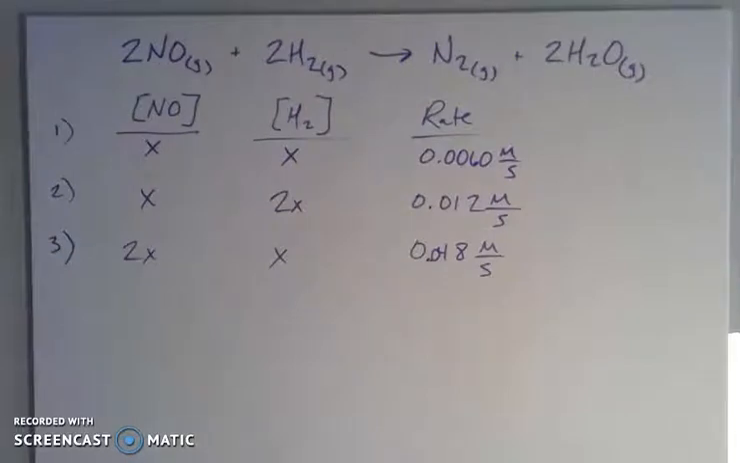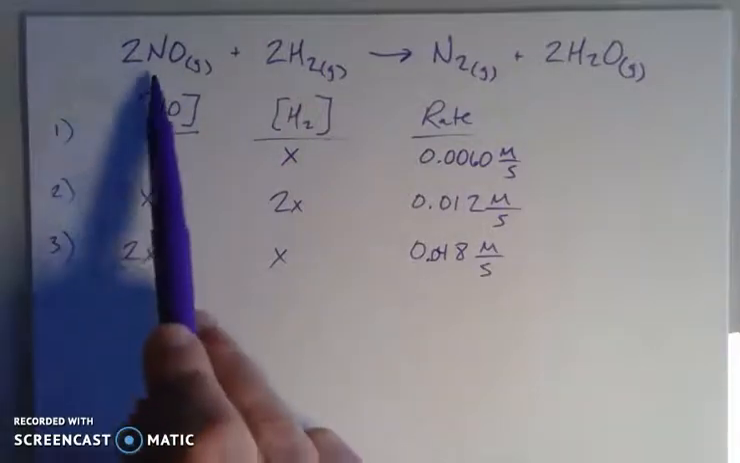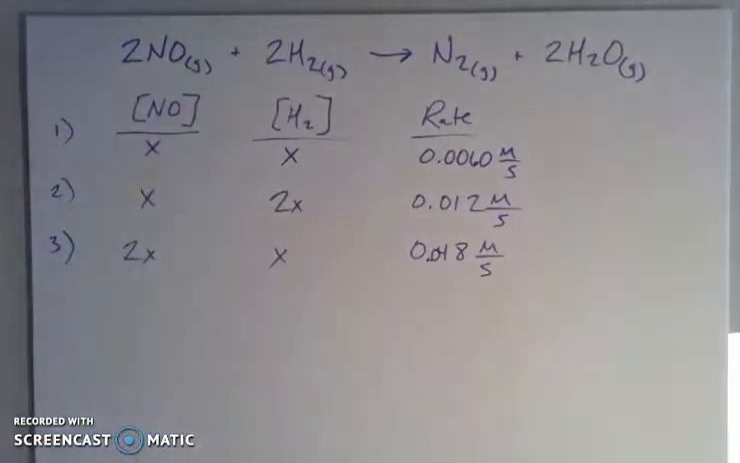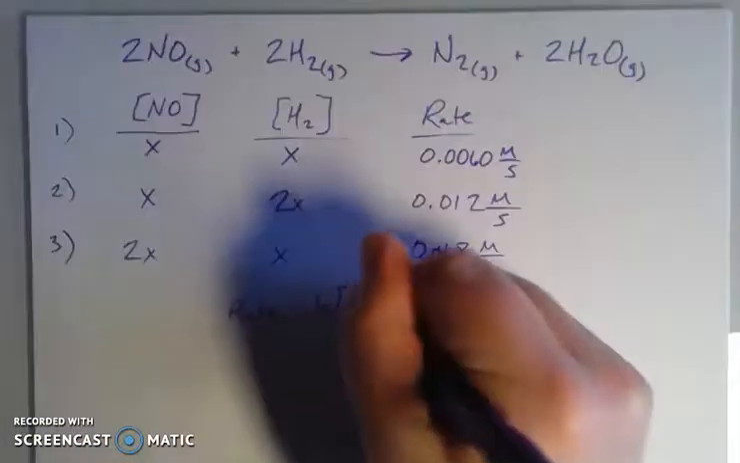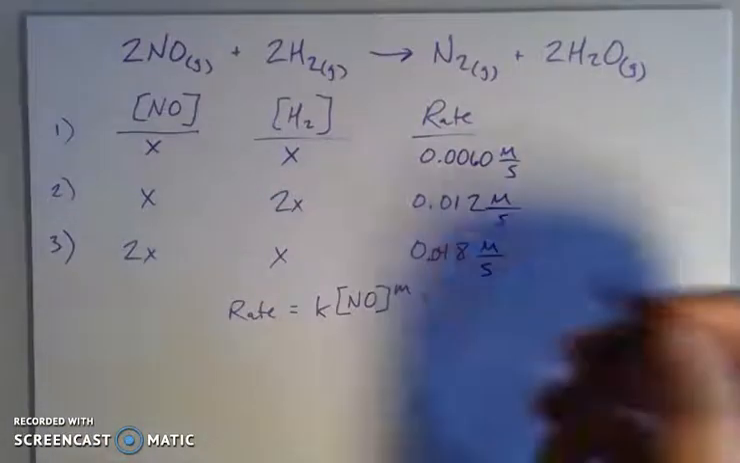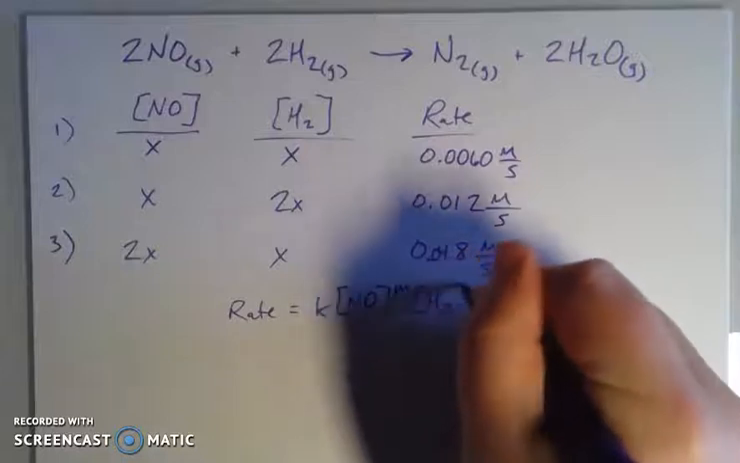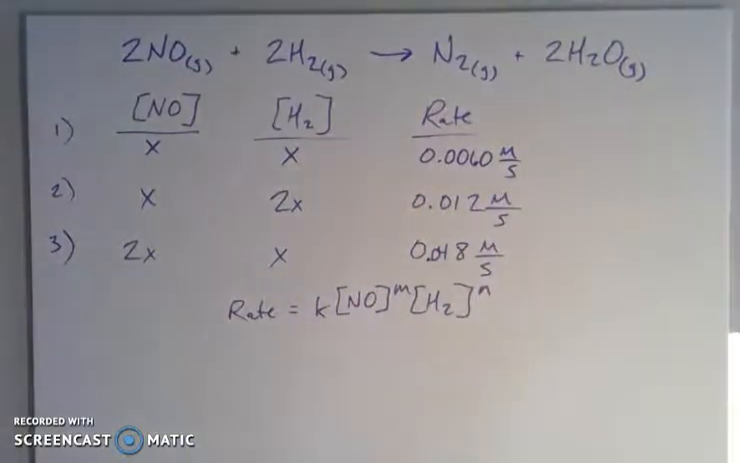Without actual numbers, I kind of like working with variables because I think that shows what we're doing and what's going on. So if I have this reaction here, 2 nitrogen monoxides and 2 hydrogens giving me nitrogen and 2 waters, everybody's in the gas phase, then the expression for my rate is going to be that the rate is equal to some constant k times the concentration of my nitrogen monoxide raised to some power times the concentration of my hydrogen raised to another power. Again, I don't have a catalyst, so I'm just focusing on the concentrations of my reactants.